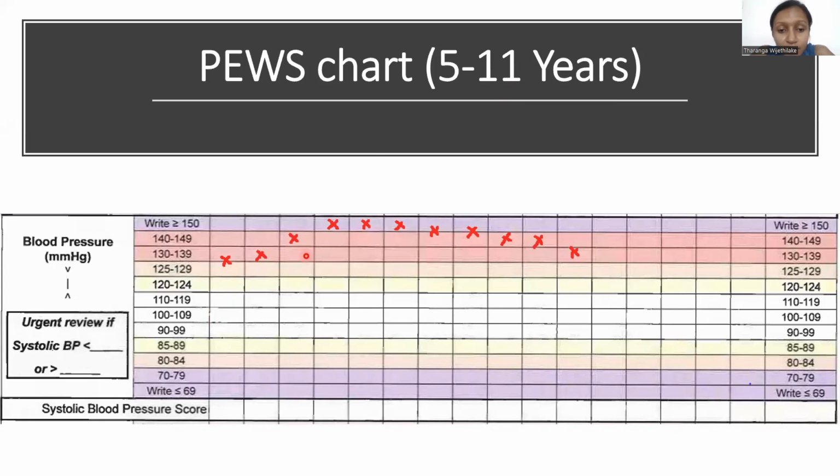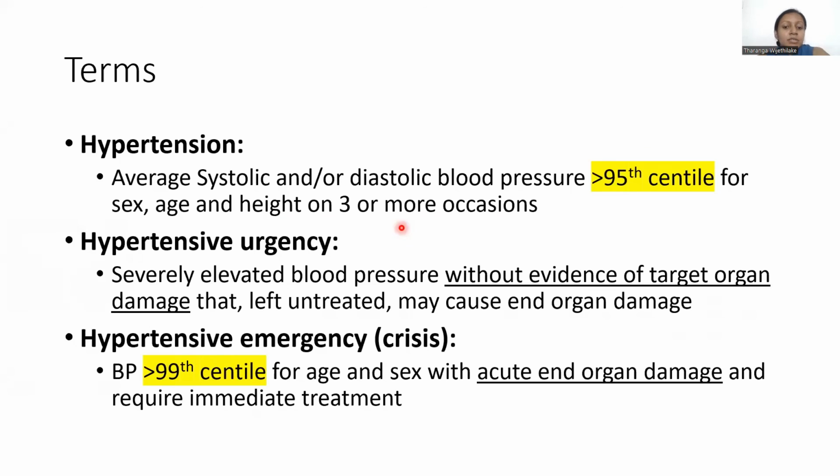All the readings are in the red and purple segments. None of the readings are in the normal. White is for normal, yellow is for mildly elevated, then moderately elevated. These are bad numbers. All of them are bad numbers. Now it's very evident, isn't it? Right. So how do we detect hypertension in children?